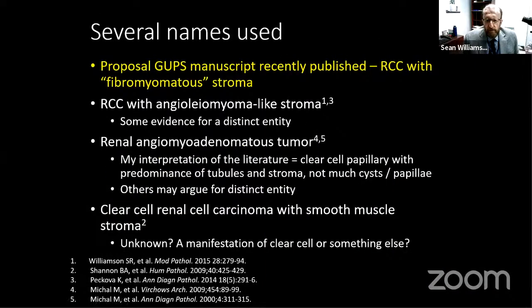So several names have been used for this entity. Very recently, a paper by the Genitourinary Pathology Society group published on emerging entities and proposed the name renal cell carcinoma with fibromyomatous stroma to unify all of these existing names, and also putting that prefix fibro in there to convey that it's not always totally muscular. It also can be somewhat fibrous and muscular. But here on the slide are some of the other names that have been used for this entity over the years.